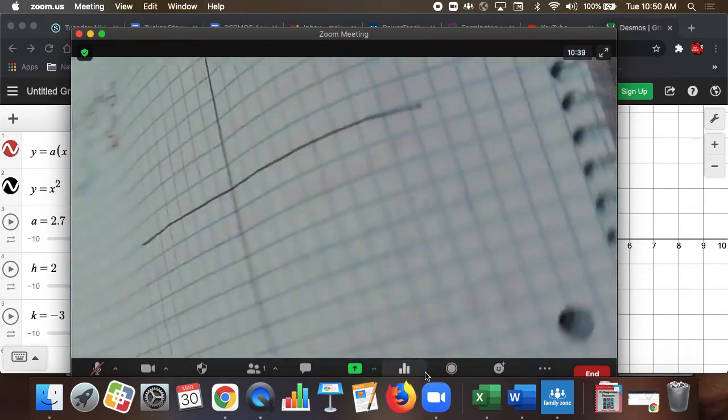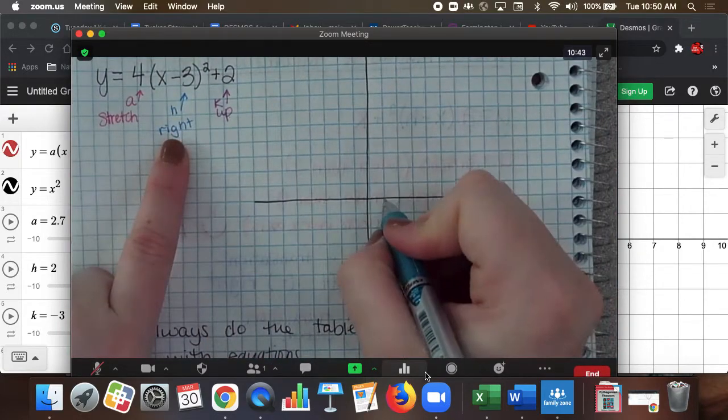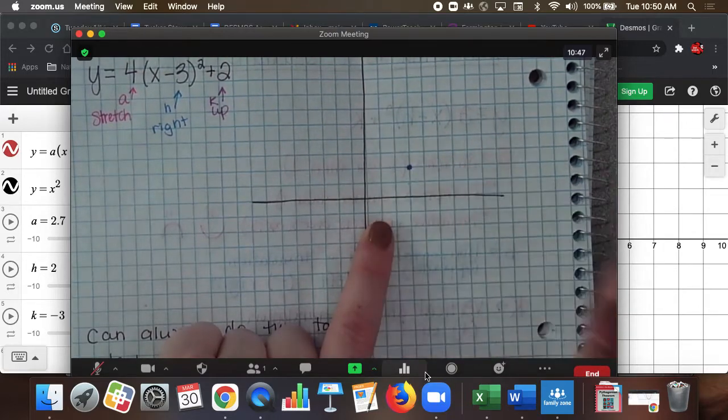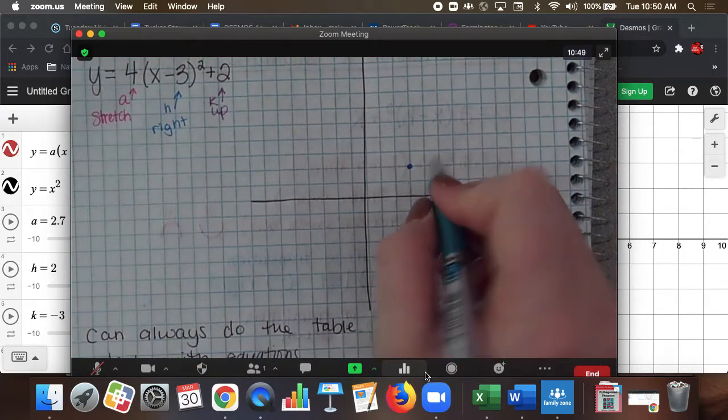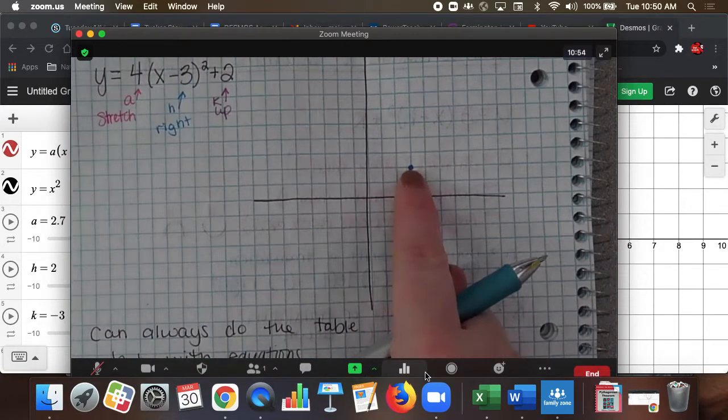All right, let's go back up and finish this one. Sorry, let's try that again. So right 3, 1, 2, 3, and then up 2, 1, 2. So this is our vertex. We went right 3, 1, 2, 3, and up 2.